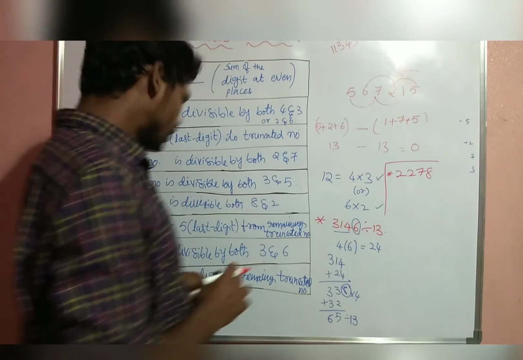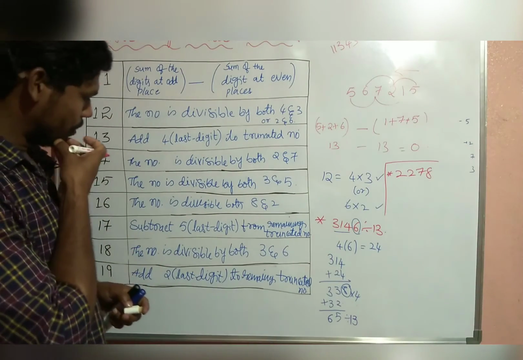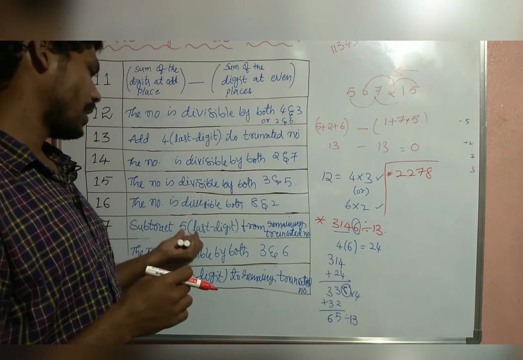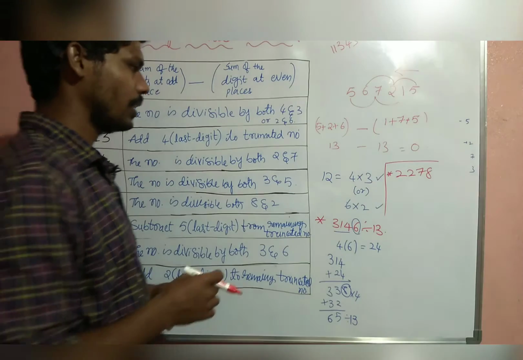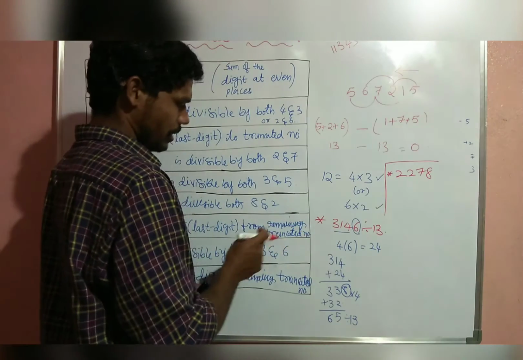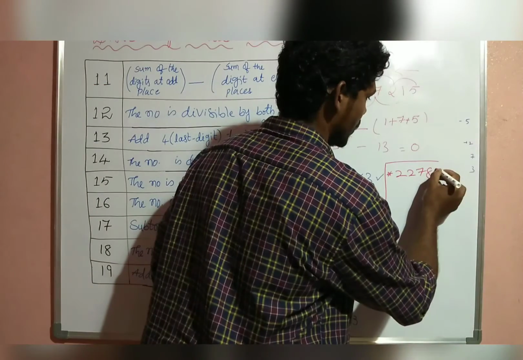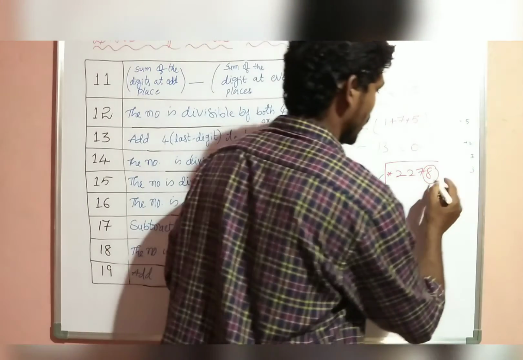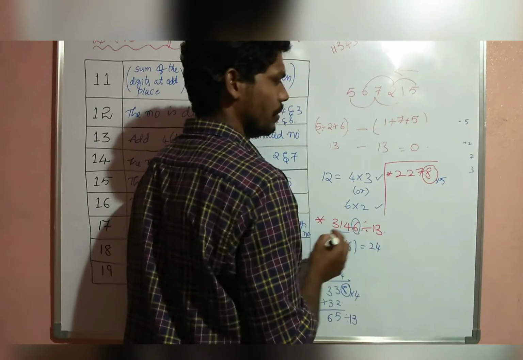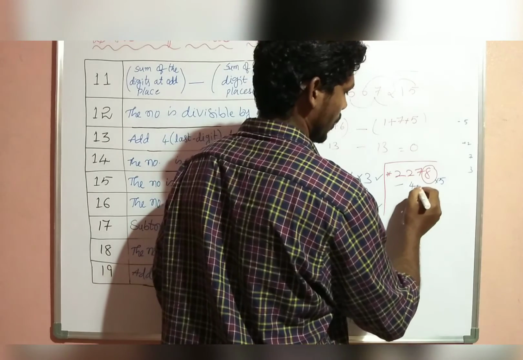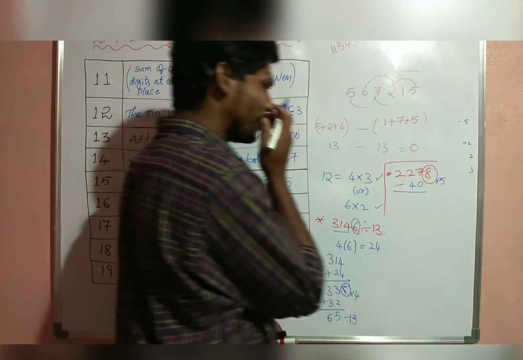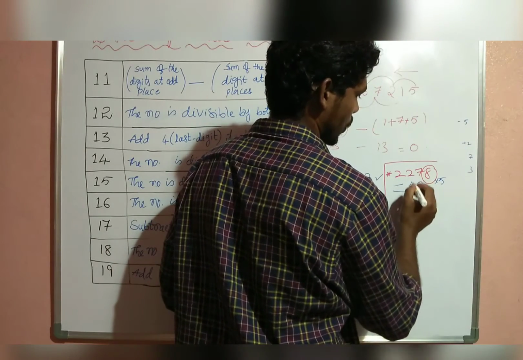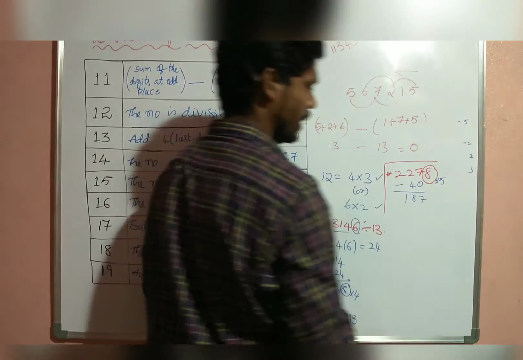The example of the divisibility rule of 17: subtract 5 times the last digit from the remaining truncated number. The last digit is 8, that is multiplied by 5. So 5 8s are 40, that is subtracted from the remaining truncated number. So 227 minus 40: 7 minus 0 is 7, 12 minus 4 is 8, here 187.